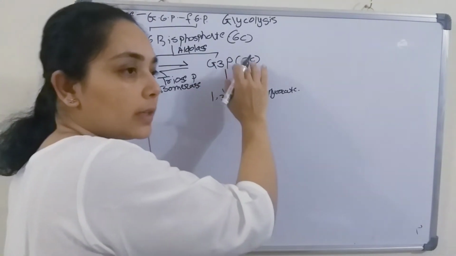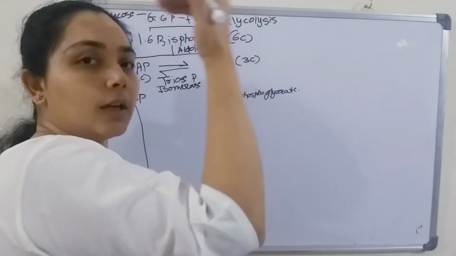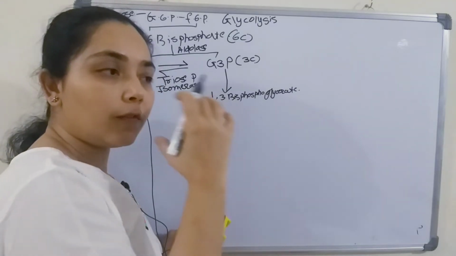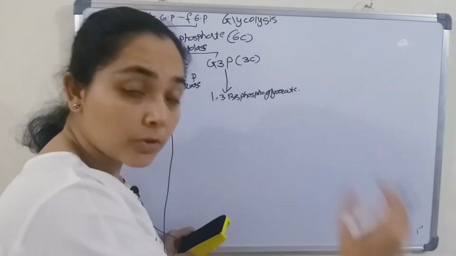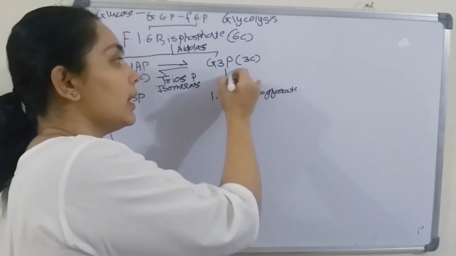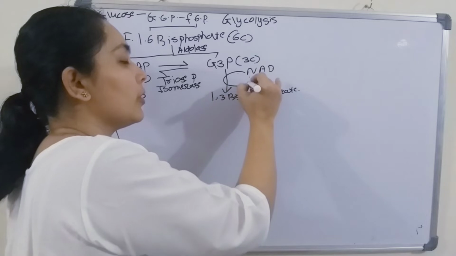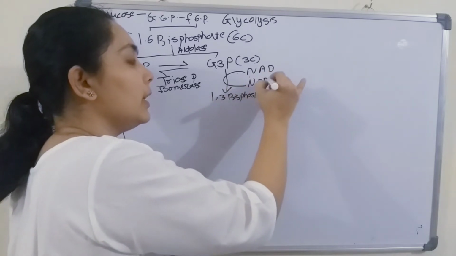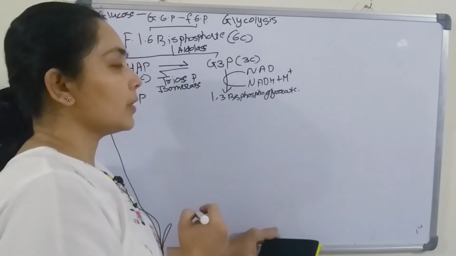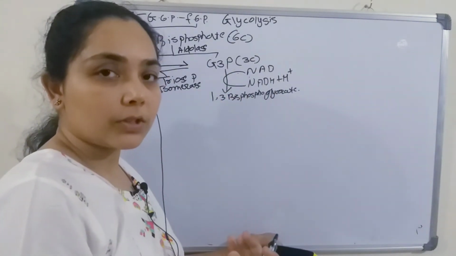Glyceraldehyde 3 phosphate is an aldehyde and this is an acid. Okay, so the aldehyde is oxidized into acid. So an oxidation reaction is taking place. If something is oxidized, someone has to be reduced. Okay, so the substance which is reduced here is NAD. So one molecule of NAD will convert to NADH plus H positive ion. Okay, reduction means the gain of electron or gain of hydrogen atom.